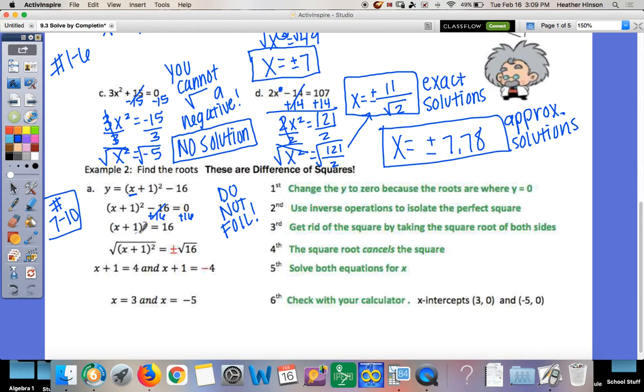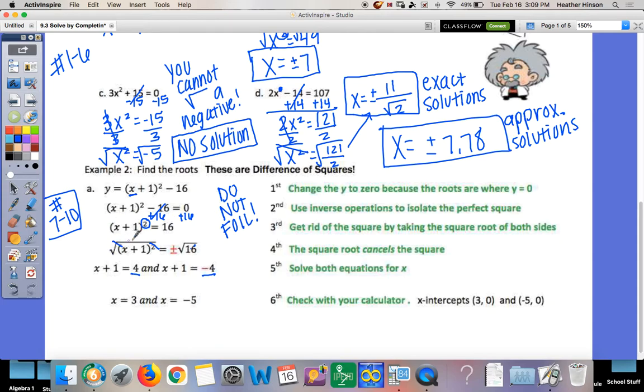And we cannot FOIL this out. All we do to get rid of the squared is take the square root. That'll cancel out your squared. What you do to one side, you have to do to the other side. So we square root the other side as well. The square root of 16 is a positive 4 and a negative 4. So we're going to have two equations, two solutions.